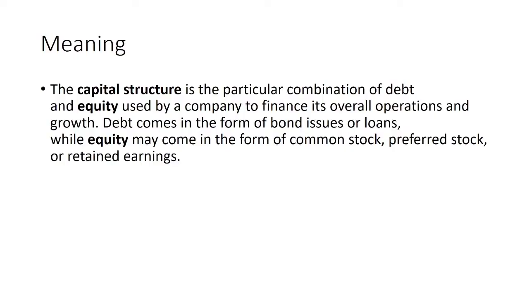So, in the course of financial management, today we are going to discuss the determinants of capital structure. What do we mean by capital structure? Capital structure is the particular combination of debt and equity used by a company to finance its overall operation and growth. Debt comes in the form of bond issues and loans, while equity may come in the form of common stock, preferred stock, or retained earnings.